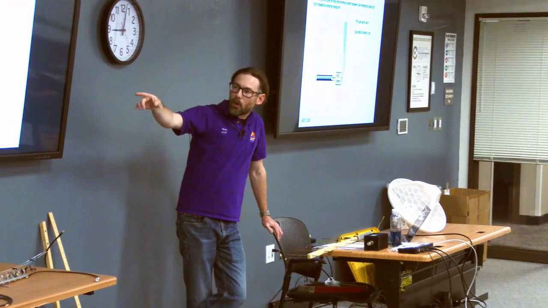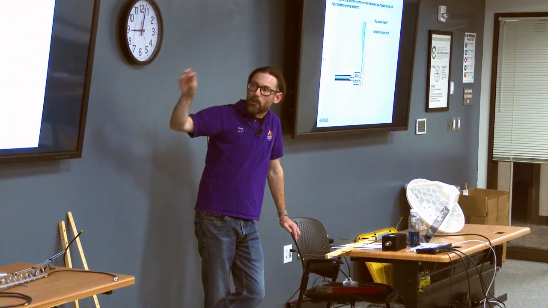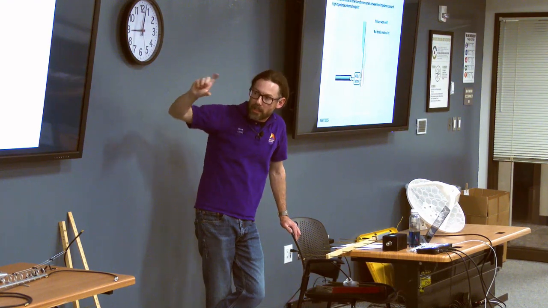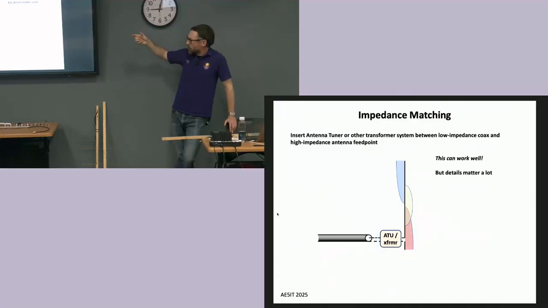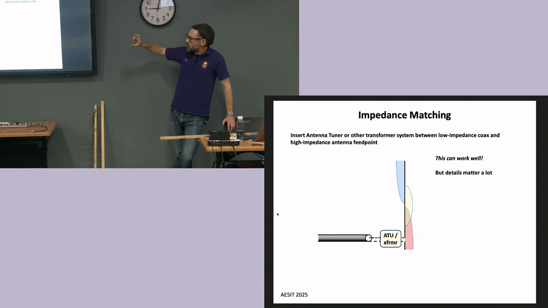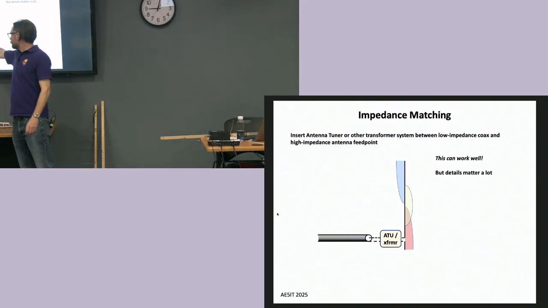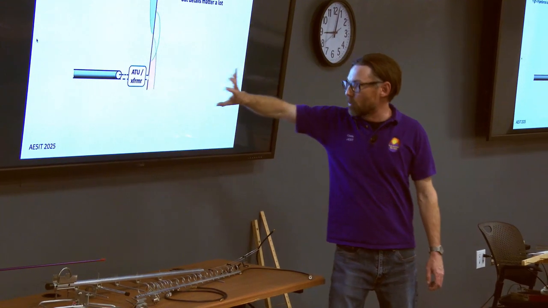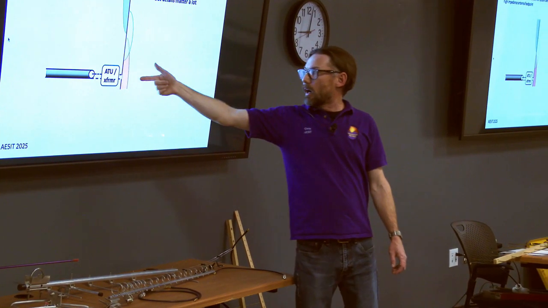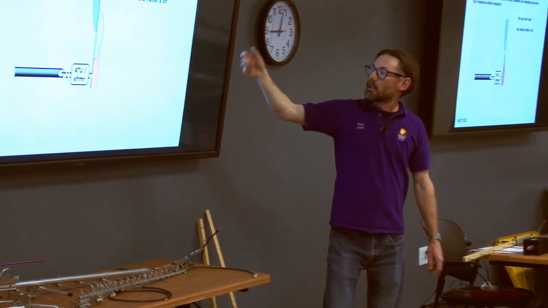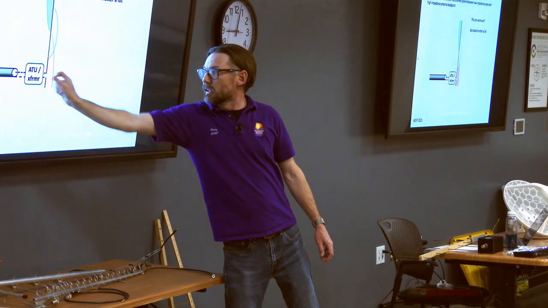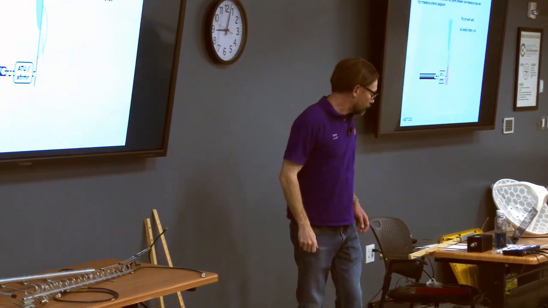So our transformer is doing something very simple. For the same amount of power, we are trading back and forth between voltage and current. So we have this low impedance, low voltage, higher current on one side, goes to the transformer, into higher voltage, lower current, so that everything is seeing the impedance that it wants.